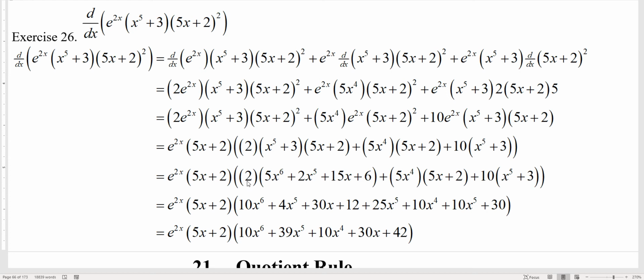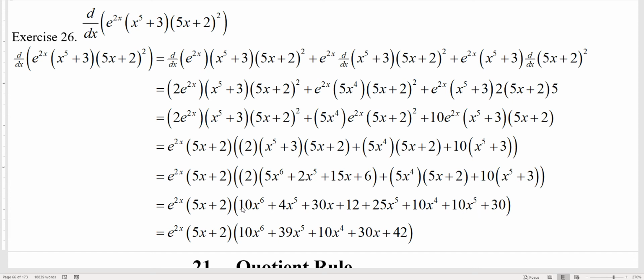Now we're going to use the distributive property. 2 times 5x to the 6 is 10x to the 6. 2 times 2 is 4 for the x to the 5th coefficient. 15 times 2 gives us 30 for the x there. And 6 times 2 is 12 there. 5 times 5 is 25. X to the 4 times x is x to the 5th. 5x to the 4 times 2 is 10x to the 4th. This is 10x to the 5th plus 30.